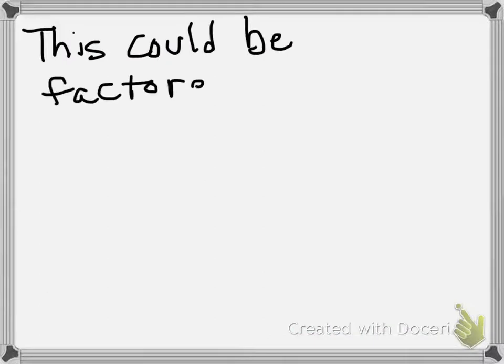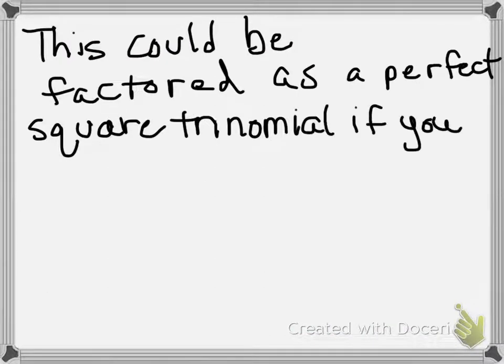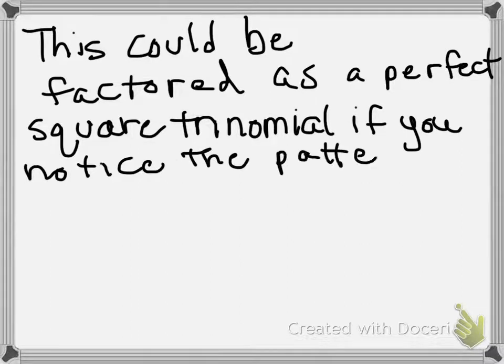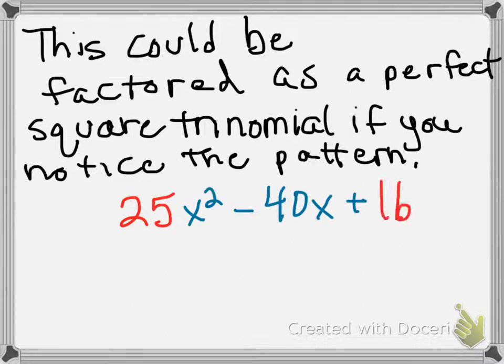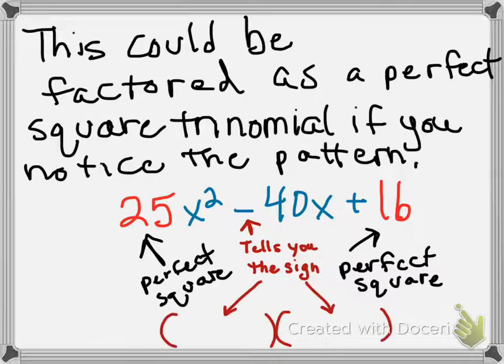So, if you look at this problem and you see a pattern, you can look at it with perfect squares. And if you notice that the first term and the last term are perfect squares, then you can take a look at the middle term, and that's going to tell you the sign that you'll need. So this is how it works. This negative tells you the sign inside the parentheses is going to be negative.